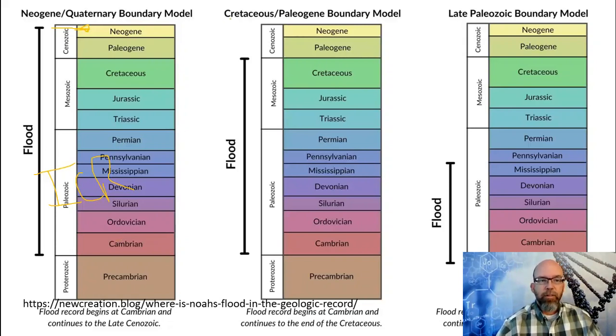That's contrasted with the Cretaceous-Paleogene boundary model, in which many, I'll say most, young Earth creationists push the flood boundary back to the beginning of the Paleogene, or between the boundary between the Cretaceous and the Paleogene, for which across the world there's a fairly well-defined place where this occurs.